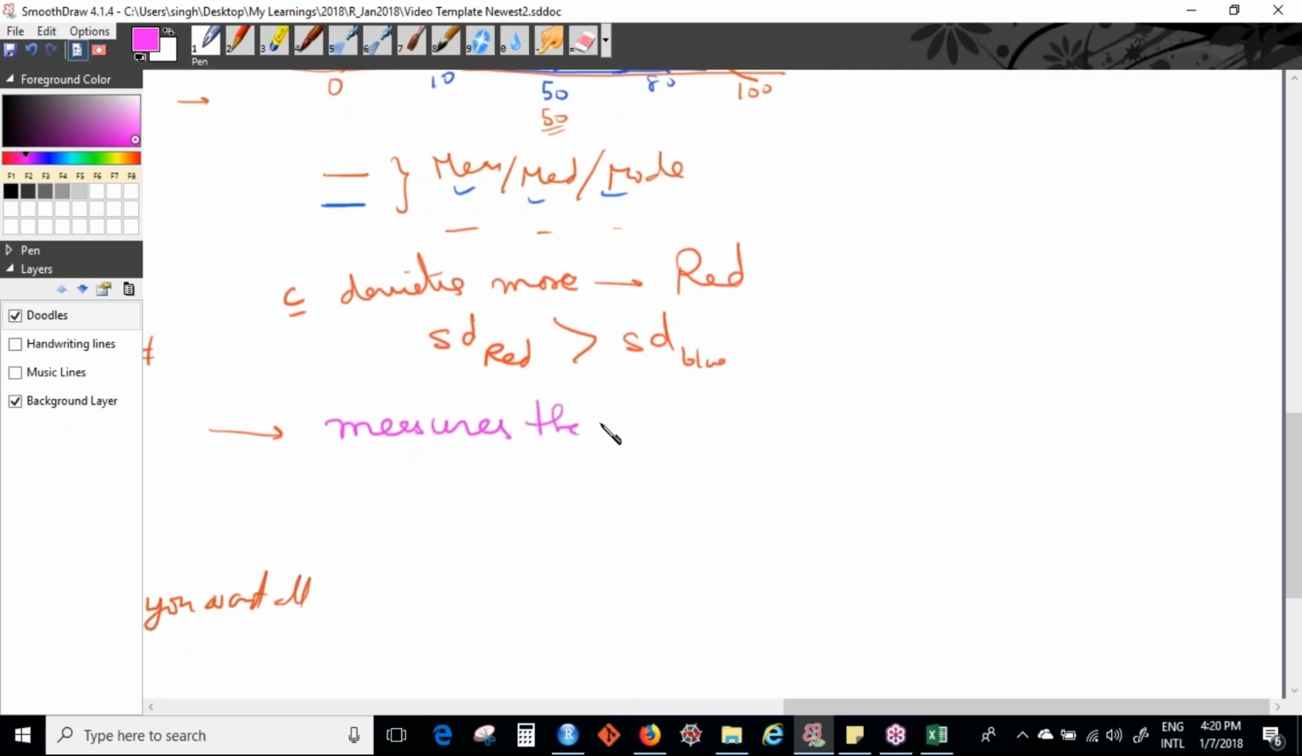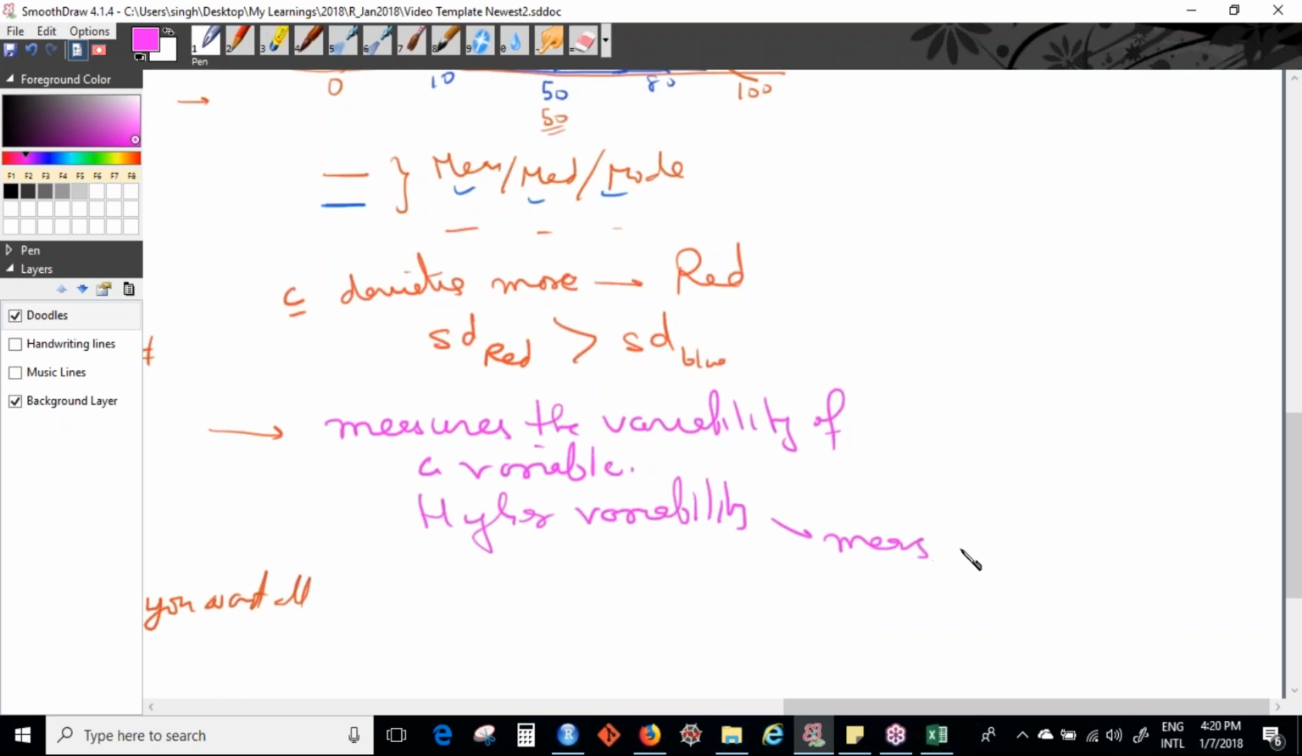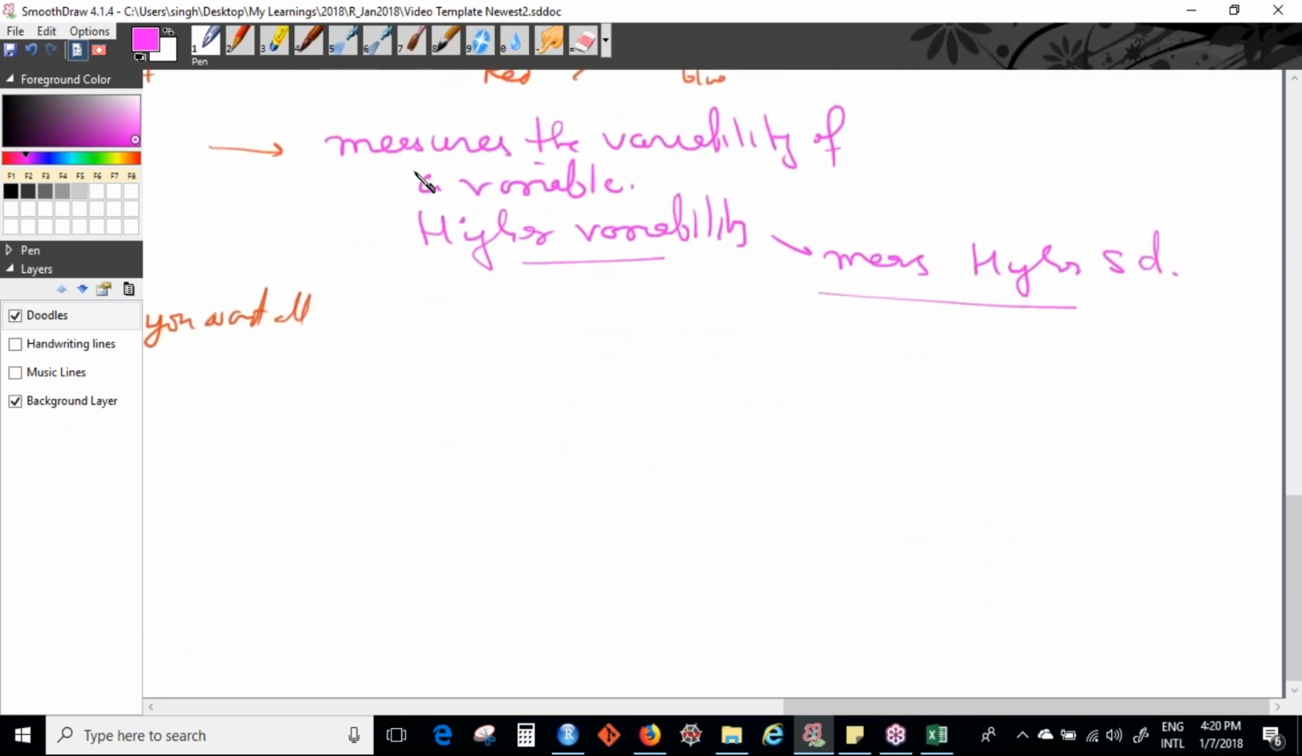It measures the variability of a variable. Higher variability means higher standard deviation. So this is what the variable means, but let us come to the actual definition of standard deviation.